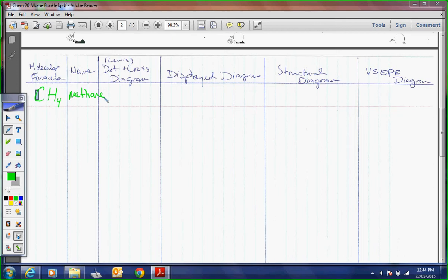What do we start with? Liam's already on his way. So what did you start with, Liam? I put the C down. You put the C down. Why do you put the C down in the middle? We always put the C down in the middle. Why? The most bonding. The most bonding electrons.